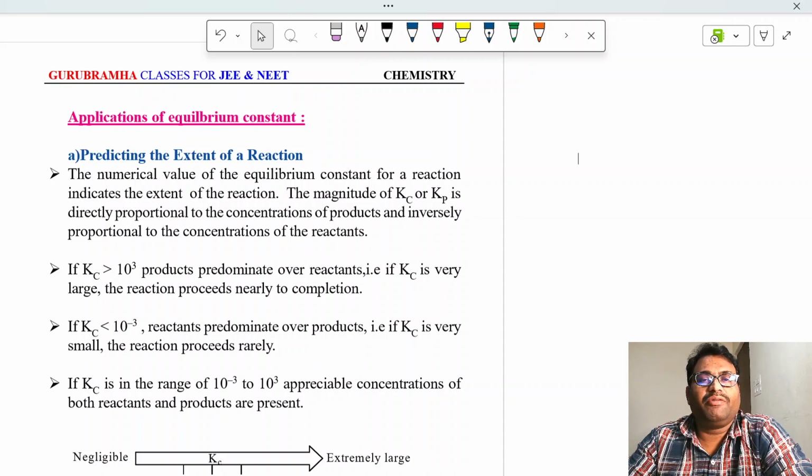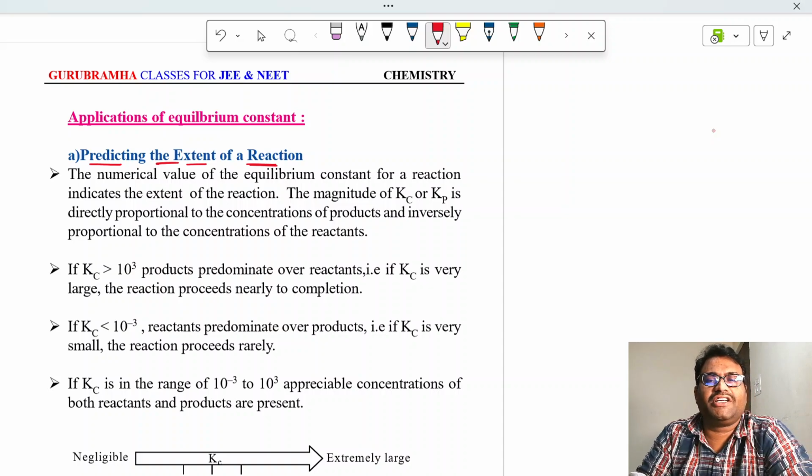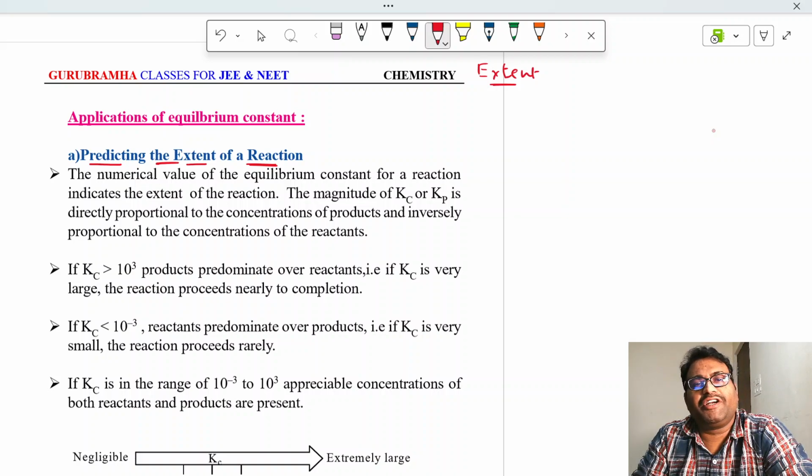By looking at the equilibrium constant, what can we decide for a given reversible reaction? So let us see that. Let's start. So applications. The first application is predicting the extent of the reaction. What is the meaning of extent of the reaction? Here, extent means how much reaction has been completed, how far the reaction has occurred. That is the meaning of extent of the reaction. Whether more reactants have been converted into products.